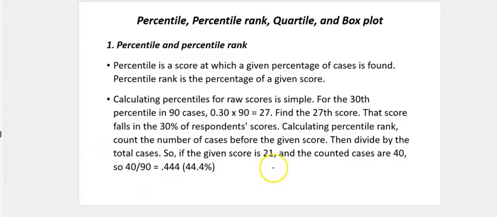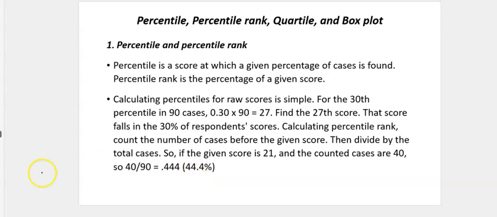Now let's talk about the percentile rank, so quartile and the box plot, everything. So percentile and then percentile rank, that is very simple. Percentile is, you know, 100% from the 1 to 100%, and then you put the rank. So how can you calculate that? For instance, the 30th percentile, so that is 30%. And then there are 90 cases. So you put 0.3, and 90 becomes 27. So the 27th score, whatever the score is, that is the 30% of that data. Okay, so you can find that.